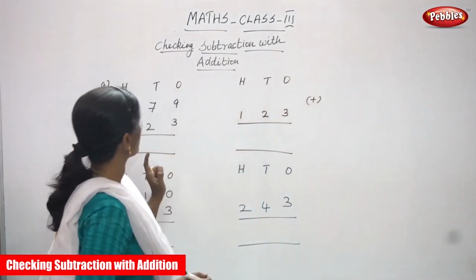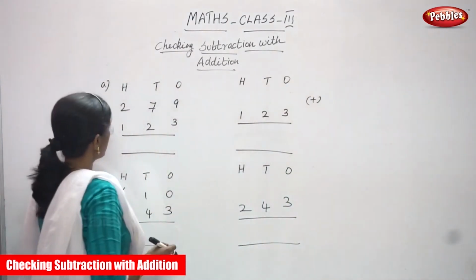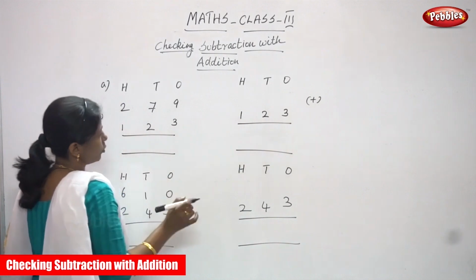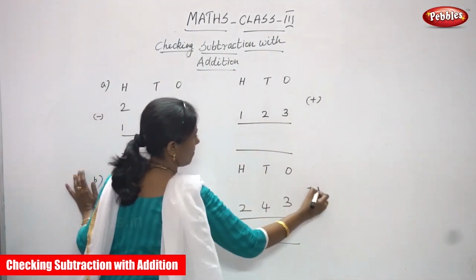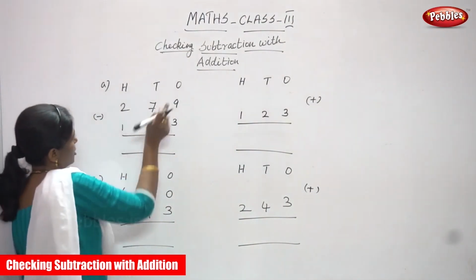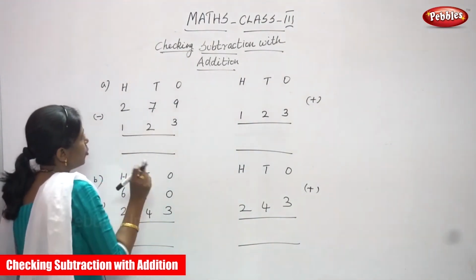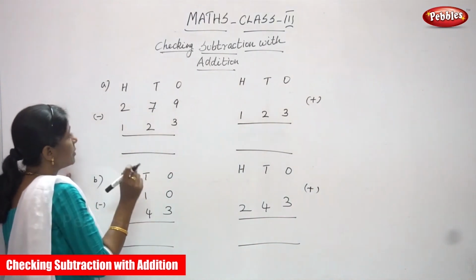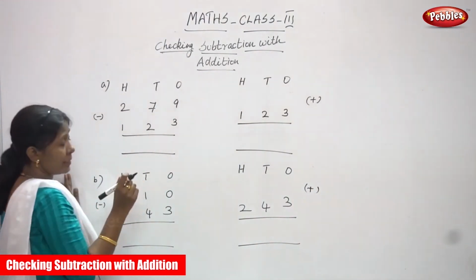Now we are going to do checking subtraction with addition. So first we are going to subtract, then we are going to add. First question, it is also a 3-digit number: hundreds, tens and ones. 279 and 123. So both are 3-digit numbers.